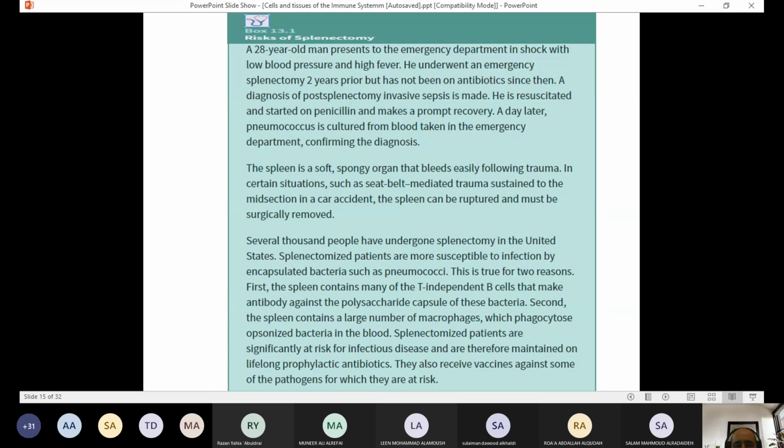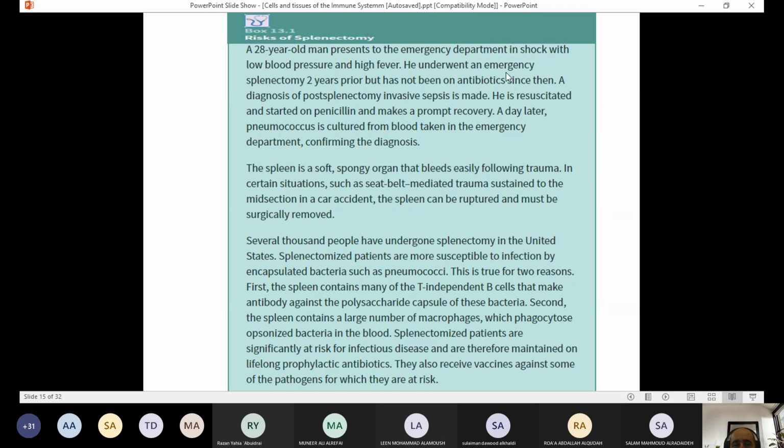Presents to the emergency department in shock, because when the spleen gets injured, a massive amount of blood will be lost, with low blood pressure because of the bleeding. And high fever.